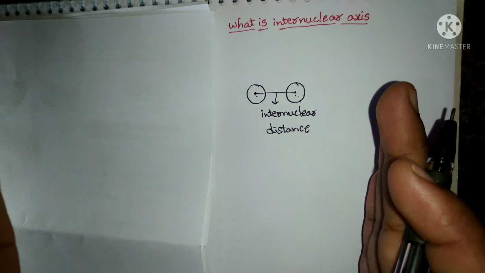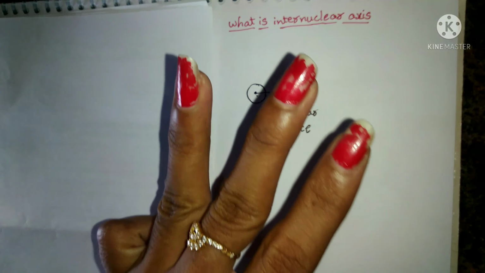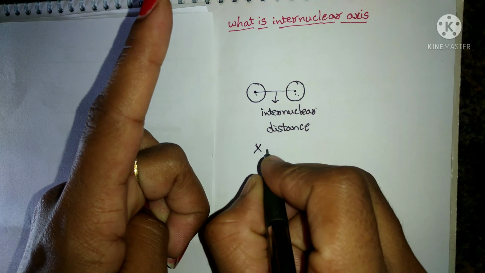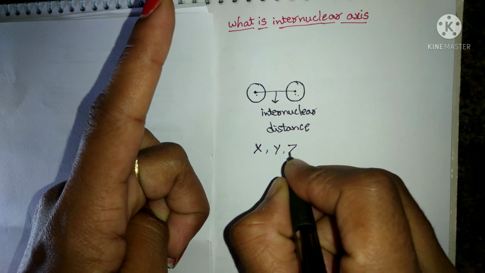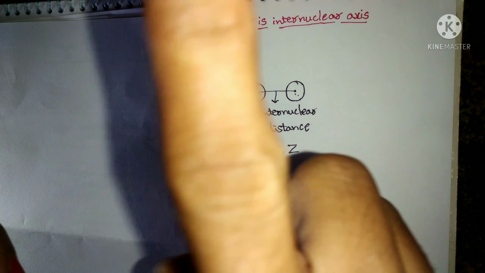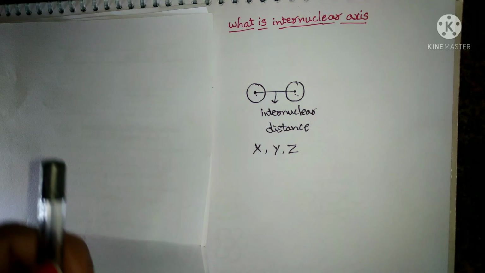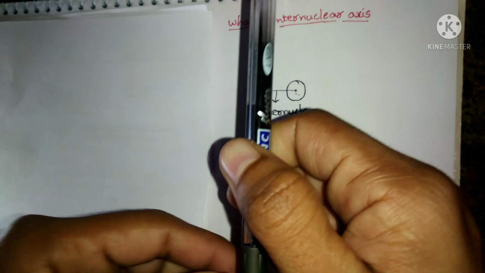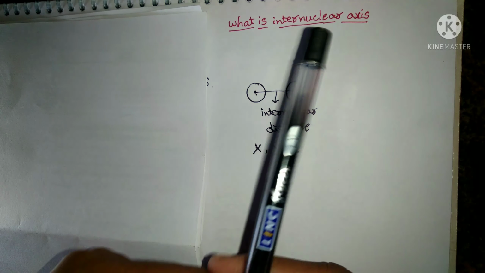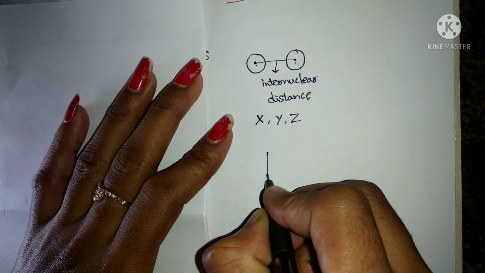Distance, space, may be in any direction, but an axis is possible in only three directions: the x-axis, the y-axis, and the z-axis. Vertically one axis will come, horizontally one axis will come, and from that end to this end another axis will come. To make you understand easily, I am drawing a cube here.